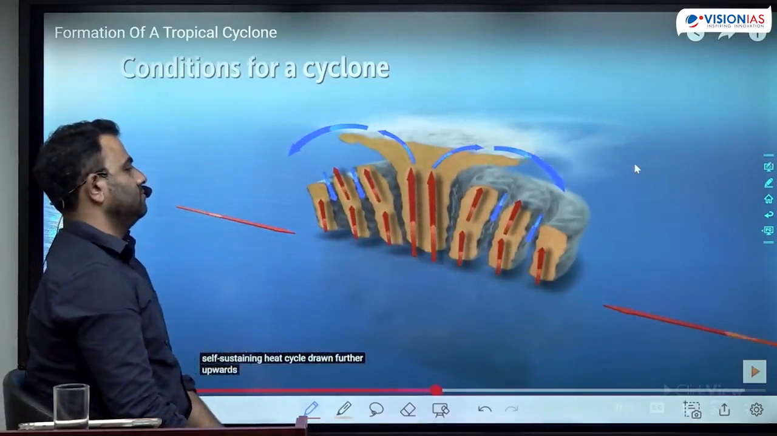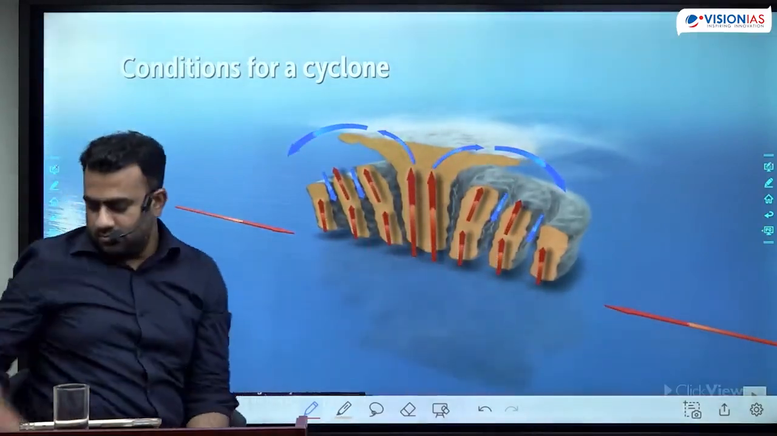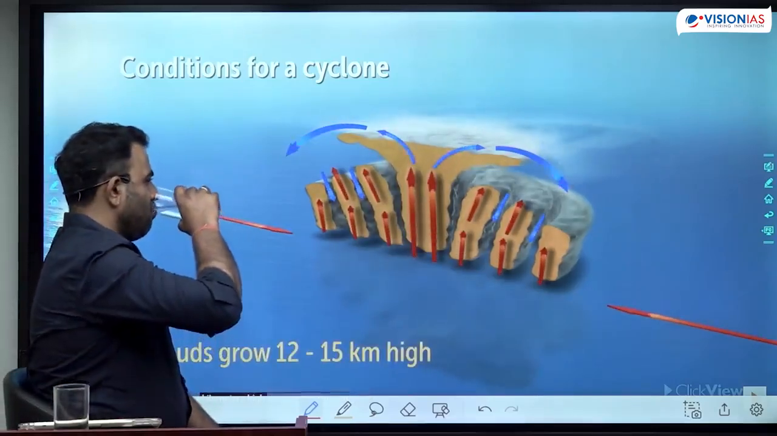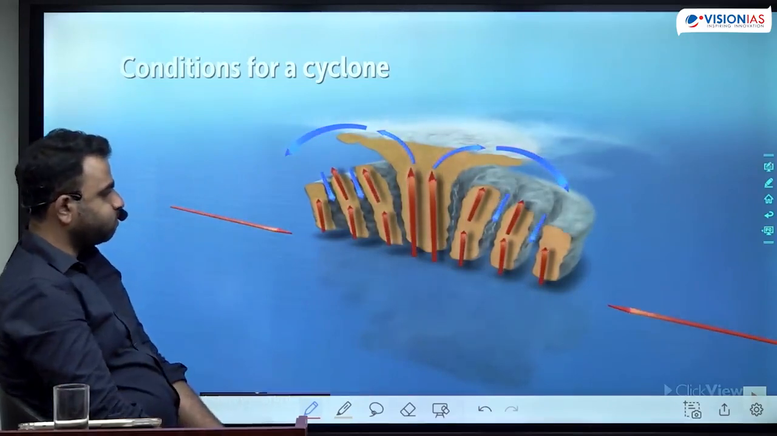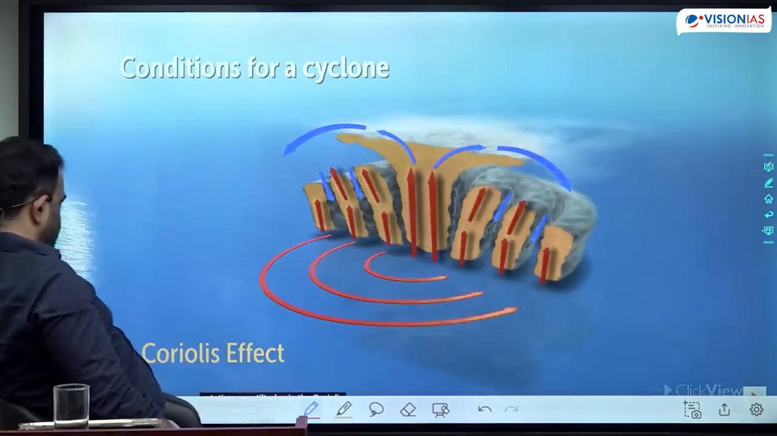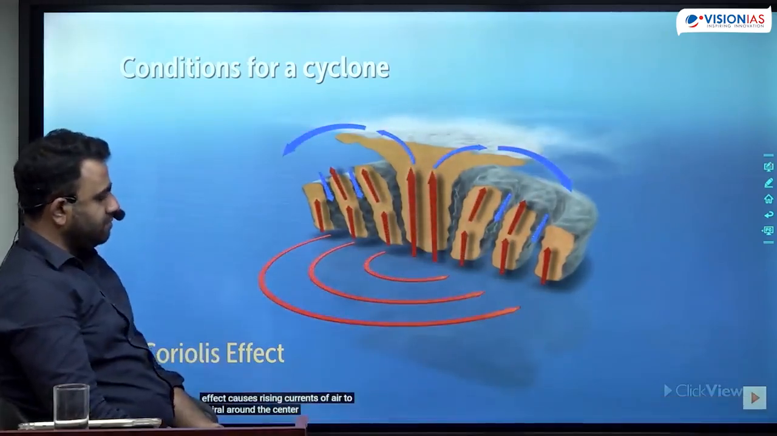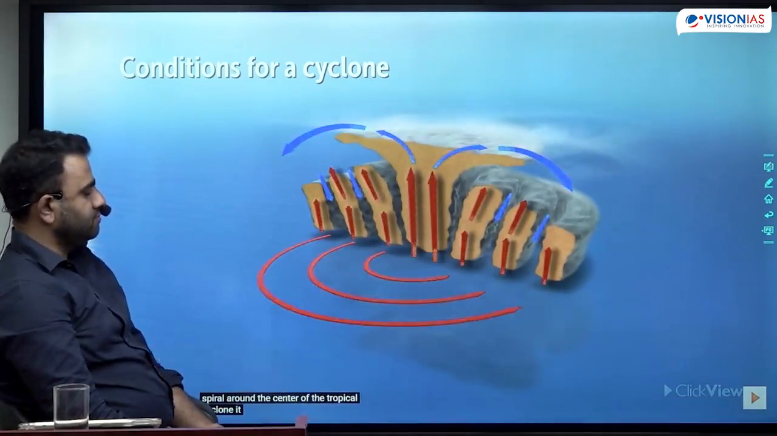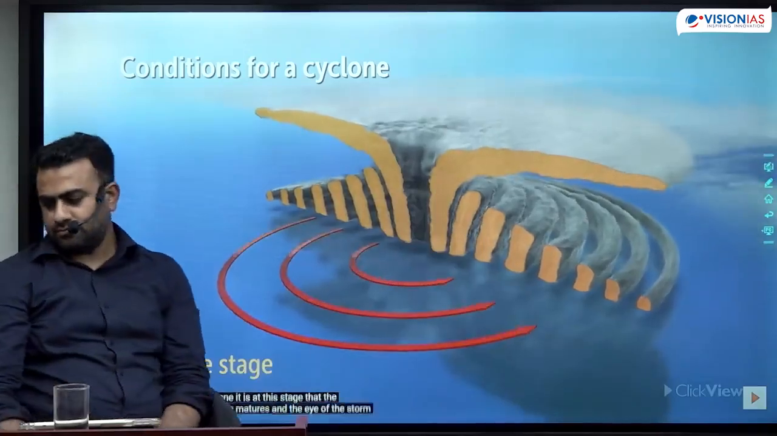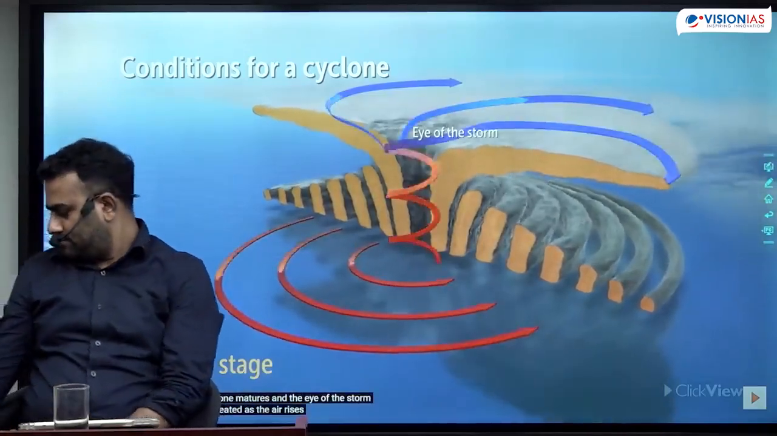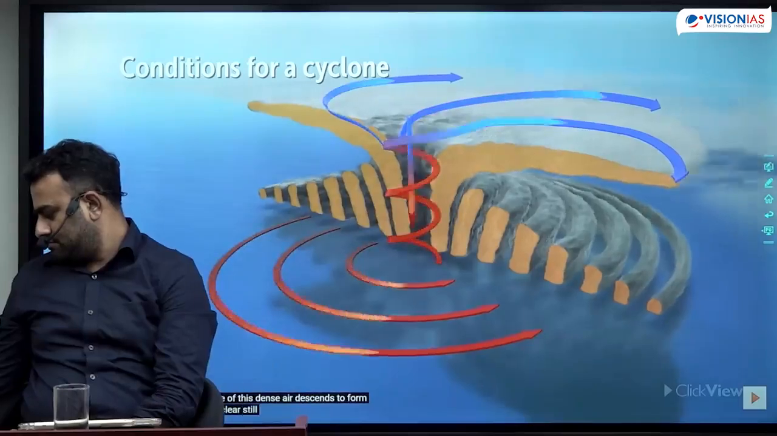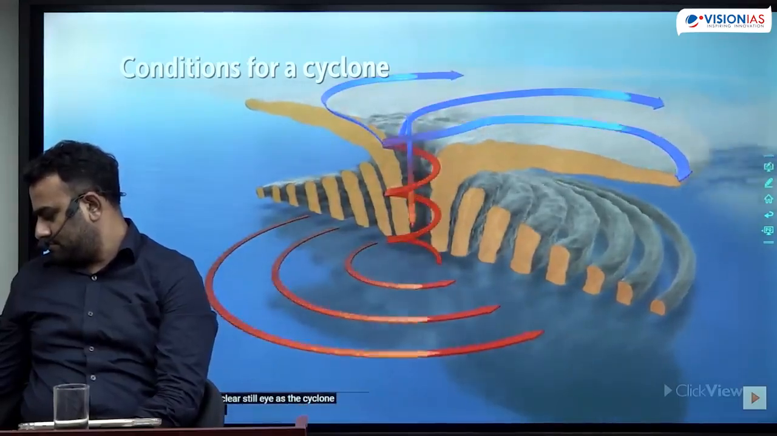Drawn further upwards by the new release of energy, the clouds can grow to 12 to 15 kilometers high. The force created by the Earth's rotation on a tilted axis, the Coriolis effect, causes rising currents of air to spiral around the center of the tropical cyclone. It is at this stage that the cyclone matures and the eye of the storm is created. As the air rises and cools, some of this dense air descends to form the clear, still eye as the cyclone rages around it.